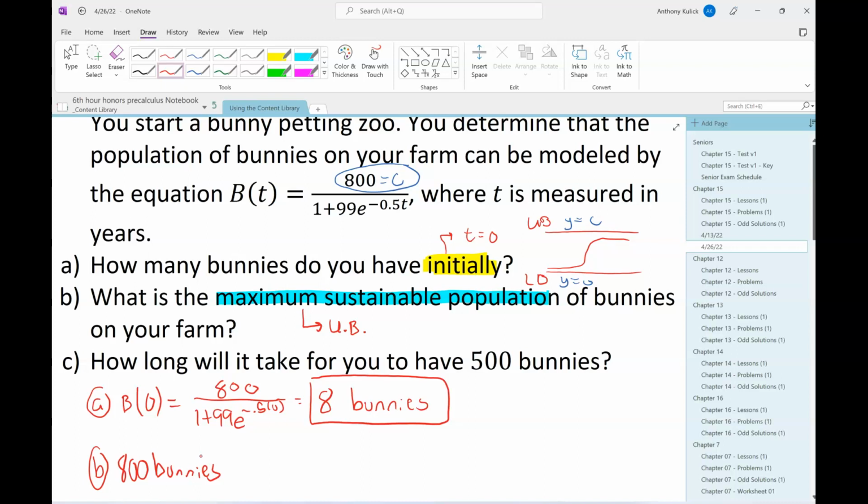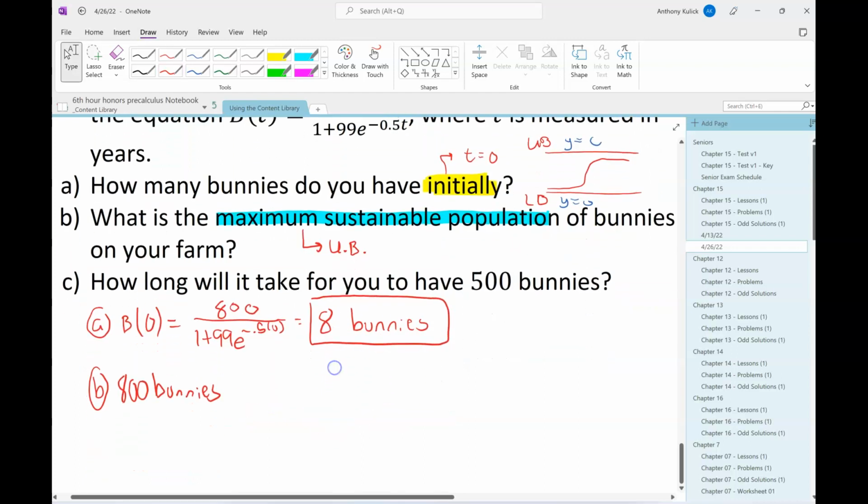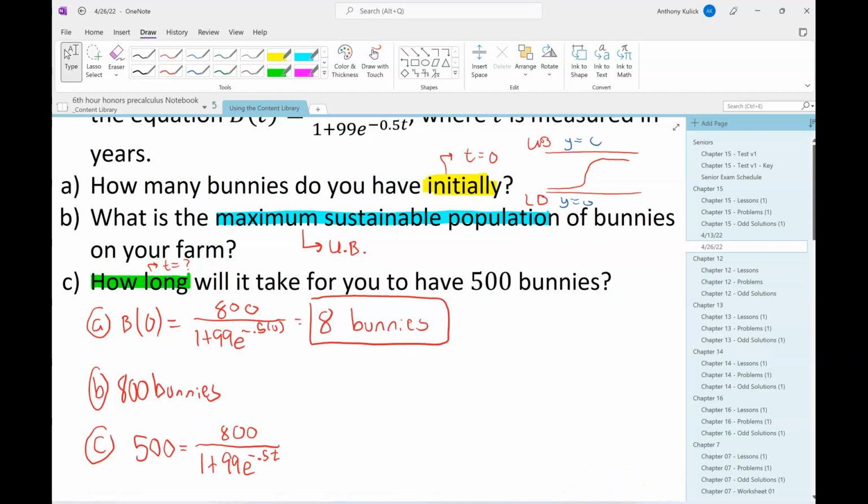Everybody cool? So far, so good? Part C asks for how long? What are we solving for here? T. How long will it take to have 500 bunnies? So we're plugging 500 in for B of t. And then it's calculator time.